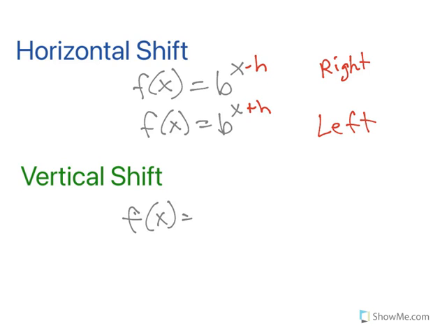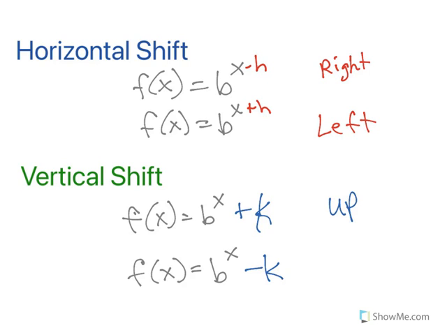Vertical shift. We're going to have b to the x. Again, this is everything in regards to the parent function. Now, with the parent function, if we would have plus k or minus k, so these are just numbers, k is just a number outside of the exponent. If it's plus a number, that's going to move it up, and if it's minus k, that's going to move it down, okay?